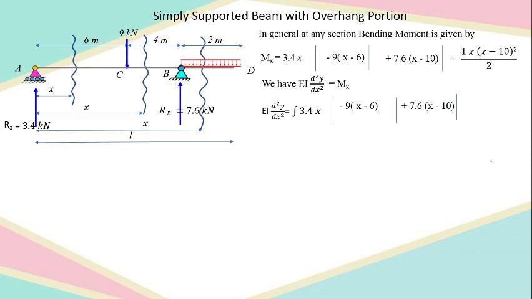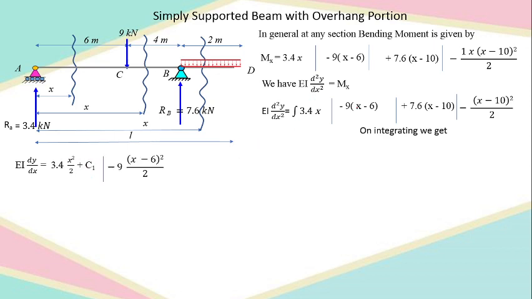So here comes the substitution of M(x). Now I will be integrating it. On integrating, what I will be getting is EI dy/dx = 3.4x²/2 + c1. The first constant of integration is written with respect to the first term only. Then minus 9(x − 6)²/2 + 7.6(x − 10)²/2 − (x − 10)²/2. So I did the integration of this.